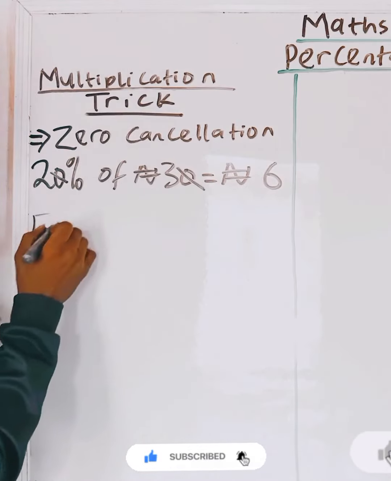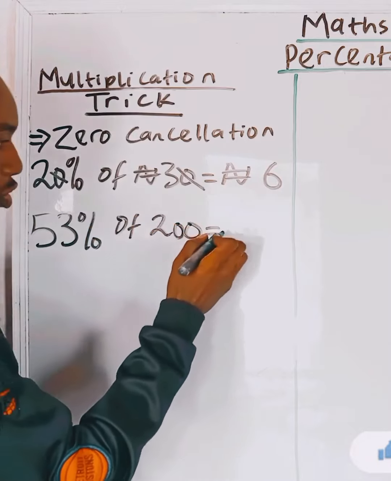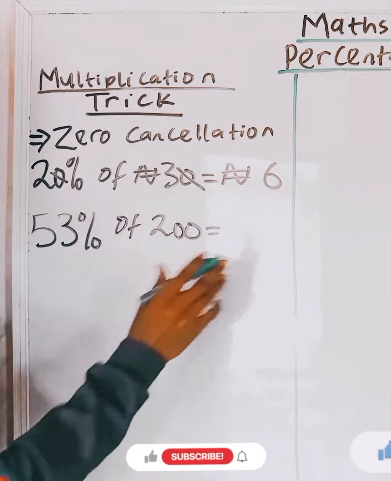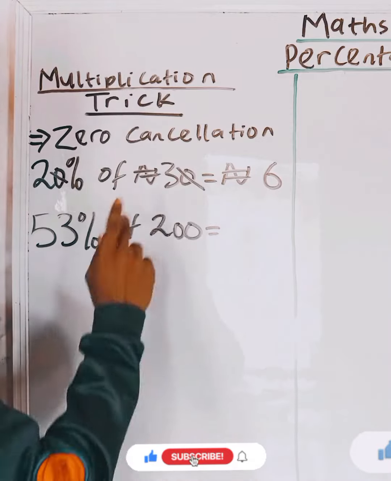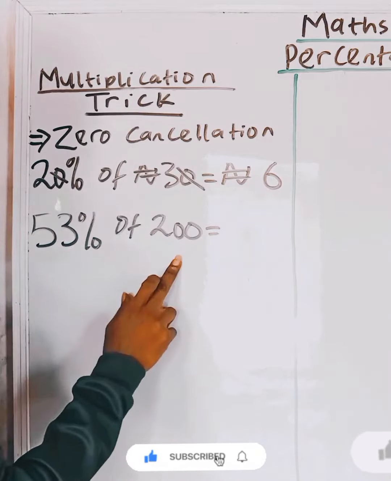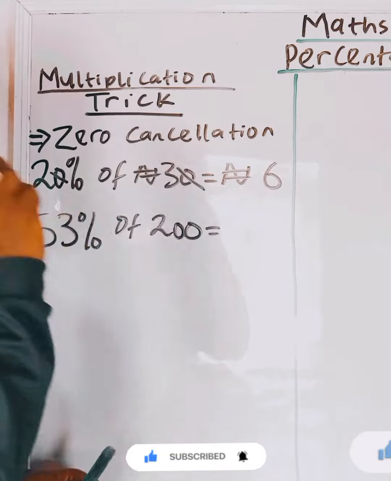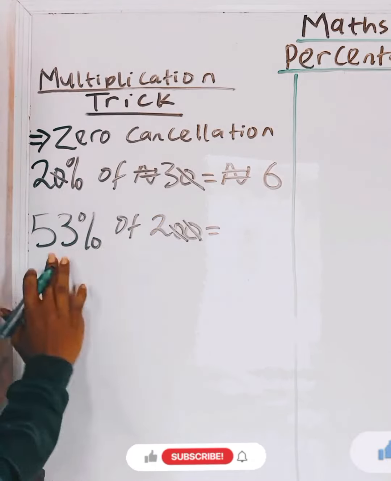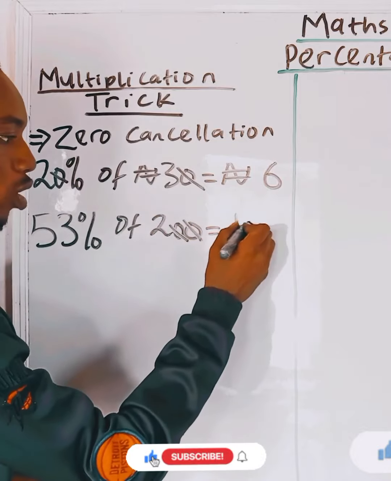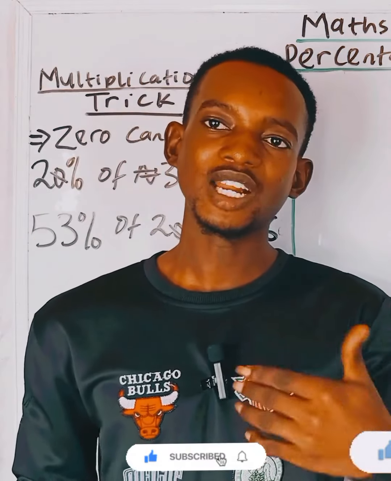Now let's look at another example. What if we have something like 53% of 200? 200 people, 200 whatever, 53% of 200. Here also we have 2 zeros behind the number. It doesn't matter where the zeros are. It might be 1 zero here, 1 zero here, or it might be 2 zeros here, 2 zeros here. No matter how the zero is placed, you get rid of 2 of the zeros. Get rid of these 2 zeros and multiply the number. This will give us 106. As simple as that.